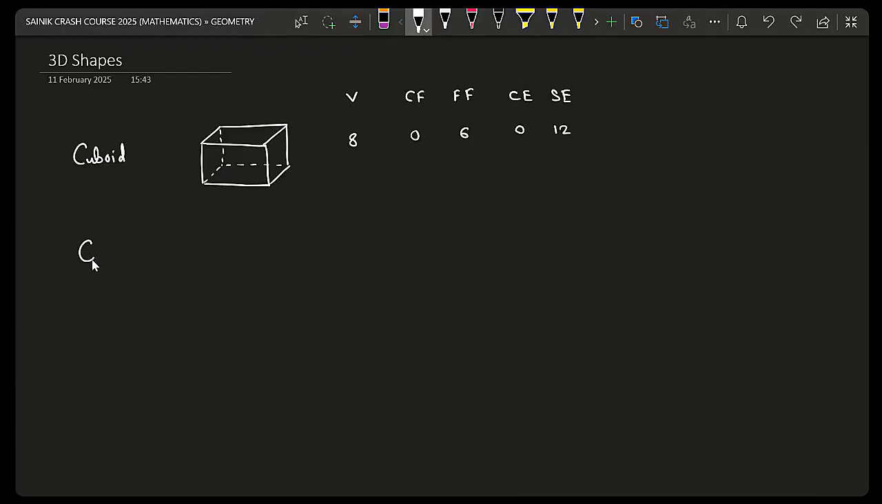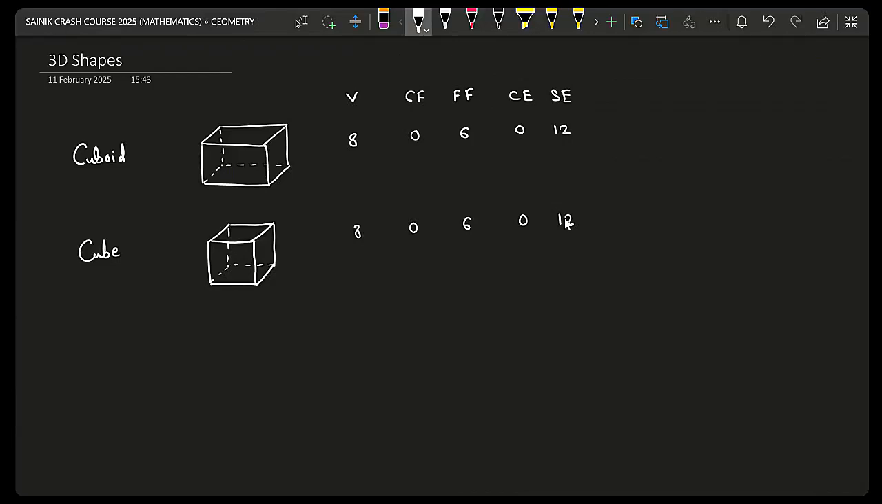And then let us see what a cube is. If all 3 dimensions of a cuboid are equal, then it is a cube. So in a cube, all edges are equal. All the other things are the same as the cuboid. Number of vertices is 8. Number of curved faces is 0. Flat faces is 6. Curved edges is 0. And straight edges is 12. This is about cuboid and cube.